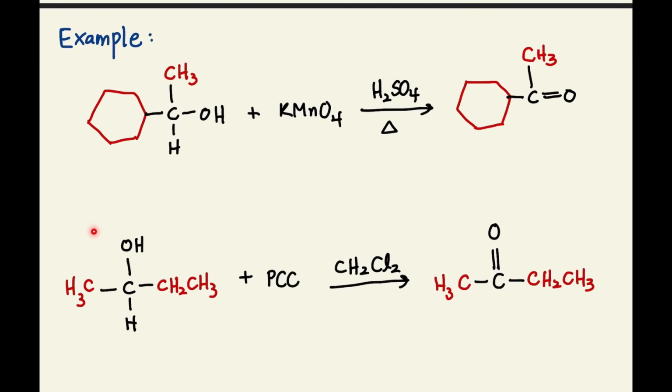The next example, which is also a secondary alcohol, can react with a mild oxidizing reagent, which is pyridinium chlorochromate in the presence of CH2Cl2. The product will also be a ketone.